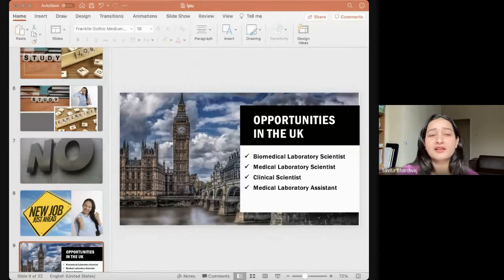So in the United Kingdom, the regulatory body is HCPC, the Healthcare Professional Council. That council has standard rules and regulations for everybody who is working in healthcare. For biomedical scientists they have different rules, for doctors different, for radiologists different, for physiotherapy different. So it's a different set of rules for everybody, not for just a single person.